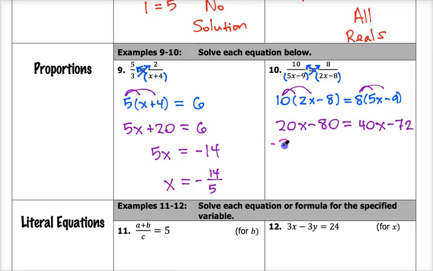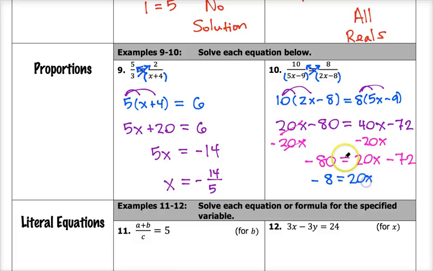I can subtract 20x from both sides to get negative 80 equals 20x minus 72. And then I just need to add 72 to both sides. That will give me a negative 8 equals 20x. And then I need to divide by 20. Negative 8 over 20 reduces to the fraction negative 2 fifths.